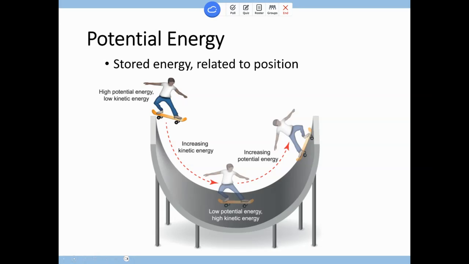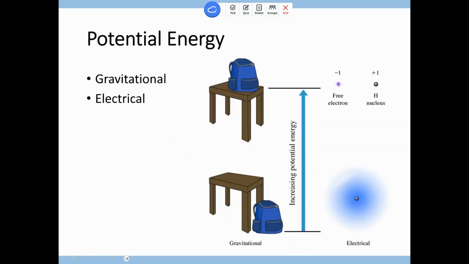So this is a macro example of potential energy and converting that between potential and kinetic. Here are two more examples of where we can compare amounts of potential energy. We can think about it in terms of gravity. So gravitational potential energy is just like that skateboarder example. When a backpack is on the table, it has higher potential energy than when it's on the ground, because when it's on the table, it could fall and then be positioned on the ground. And that's related to gravity.